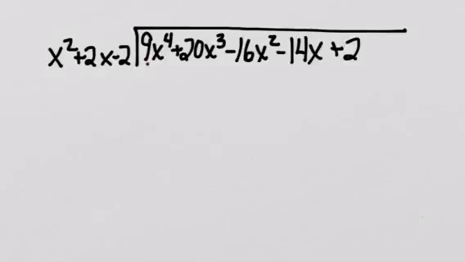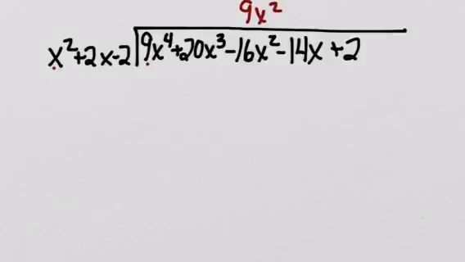Look at your 9x to the fourth and your x squared. It's very much like the long division process where you're asking yourself, what would I have to multiply x squared by to come up with 9x to the fourth? And that would be 9x squared. Now notice what I'm going to multiply by, I put above the x squared term. Degree in polynomial division is a lot like place value in arithmetic long division.